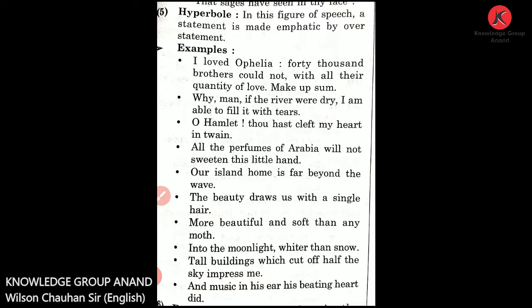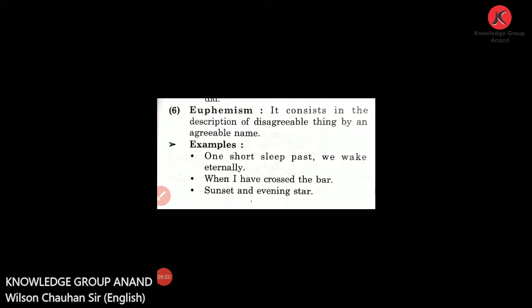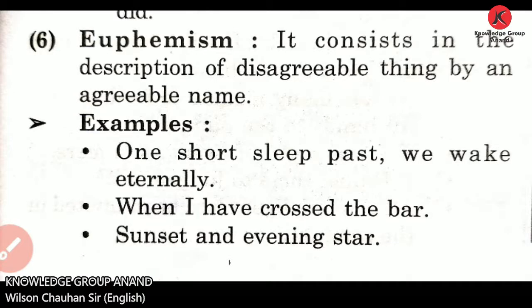Let us see what the next figure of speech is. Yes, dear friends, the next figure of speech is euphemism. Now, what is euphemism? Let us study that. It consists in the description of a disagreeable thing by an agreeable name. Now, what is disagreeable? Now you may say, I agree with your disagreement. What do you understand by that? It means perhaps the negativity that has been expressed here. So euphemism consists in the description of a disagreeable statement or thing by an agreeable name. Let us understand with the examples.